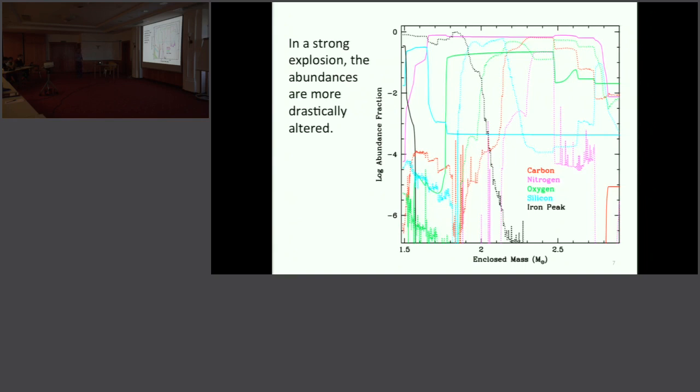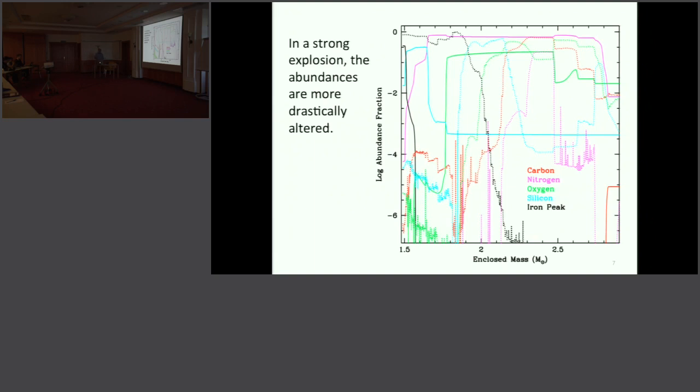In this case, here's that iron core. Some of the iron core in this explosion is not falling back. It gets ejected, it gets reprocessed, it's all turned into iron peak elements, nickel-56 primarily. So in this case, I'm completely changing the inner material into nickel-56 with this really strong explosion. It depends on the strength of the explosion what you're going to do to the yields, but you could completely restructure the star with a very strong explosion.